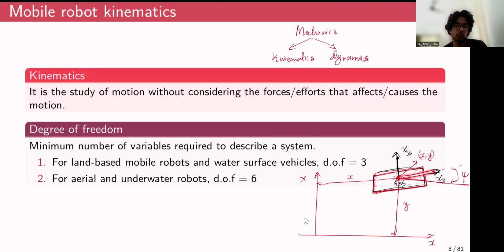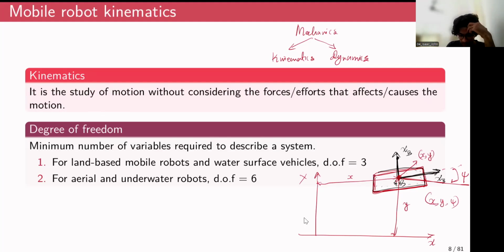That is indeed true for any mobile robot, right? All mobile robots operate on a plane. Everything operates on the ground. So irrespective of the kind of mobile robot that you are using, you still require 3 degrees of freedom to fully describe its position and orientation. This is applicable for all land-based mobile robots and water surface vehicles. Water surface vehicles will not go underwater; they only remain on the surface of the water.